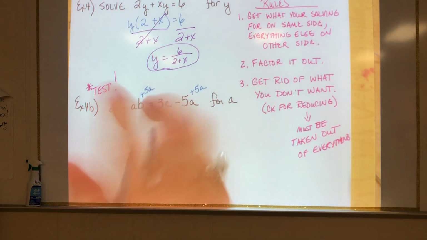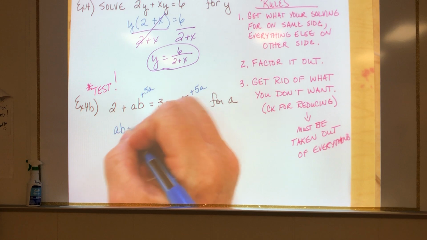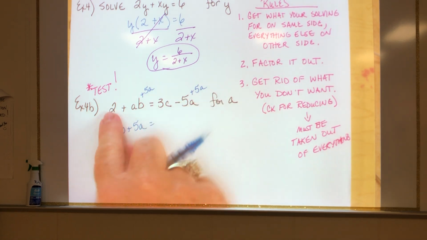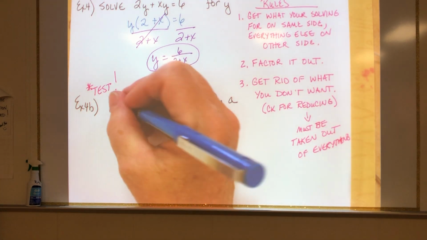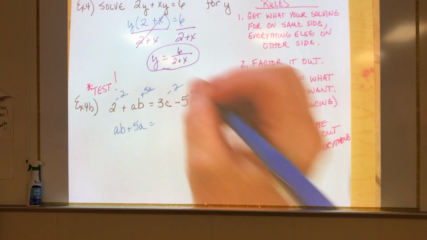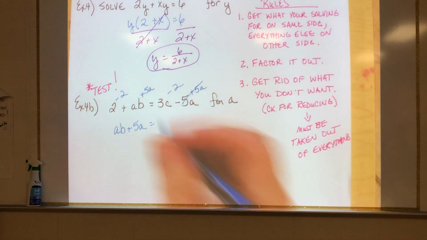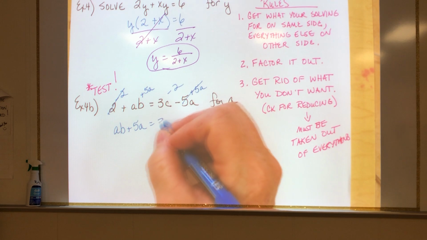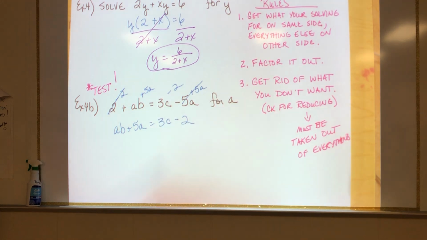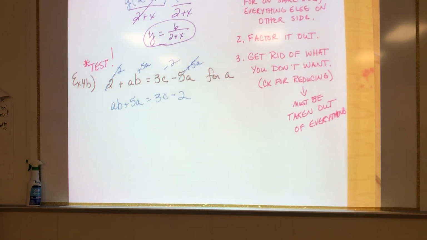All right, this right here is going to be AB plus 5A. I'm going to get rid of this. I want him to be over there, so I'm going to subtract 2 from both sides. See, this goes away and this goes away. So I got 3C minus 2. All right, did everybody get that part right there?